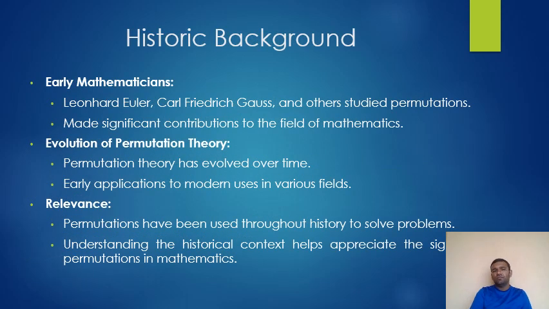Then historic background, early mathematicians. Let's just look into some of the history of permutation. Leonhard Euler, Carl Friedrich Gauss, and others studied permutations, and they made significant contributions to the field of mathematics. Evolution of permutation theory: permutation theory evolved over time, from early applications to modern uses in various fields. And about relevance, permutations have been used throughout history to solve problems. Understanding the historical context helps appreciate the significance of permutations in mathematics.